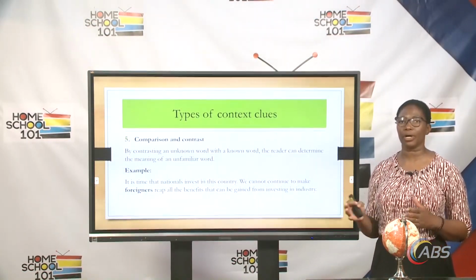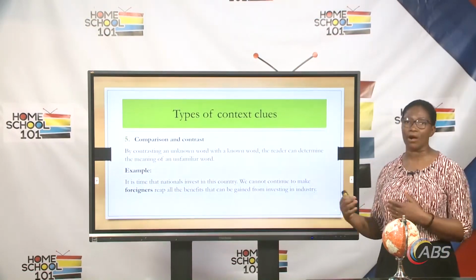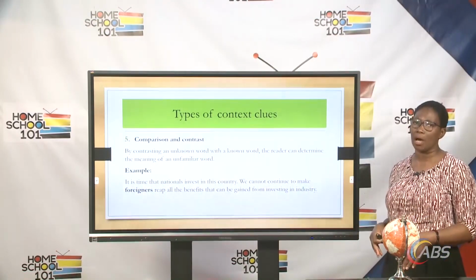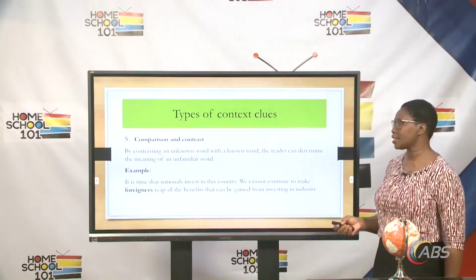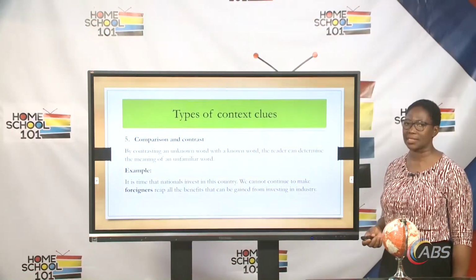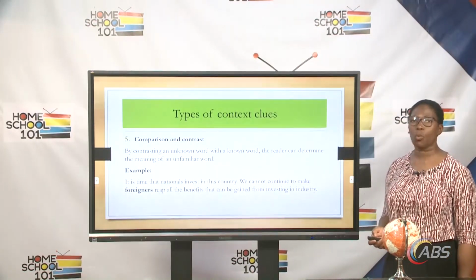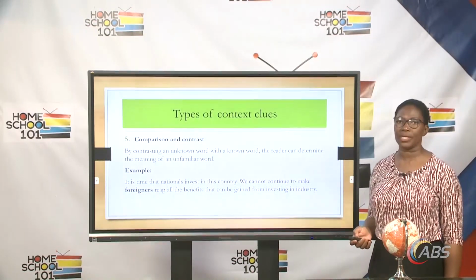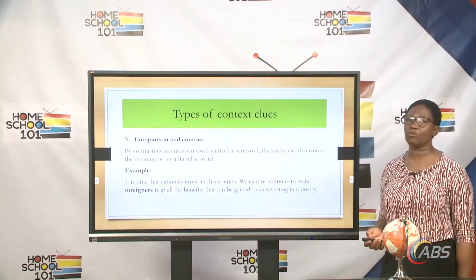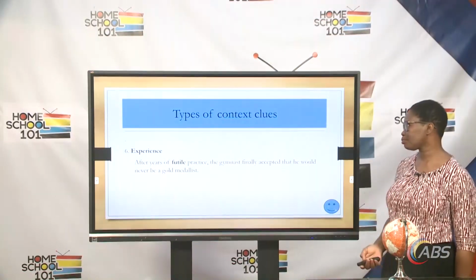Okay, so when you make the contrast, then you know that a foreigner is somebody who comes from outside. That person does not belong within a country. And that is how you make use of comparison and contrast in context to determine the meaning of a word. Now we're going to go to one final clue before we actually examine some passages that are examples of what are likely to come in your CSEC examination.